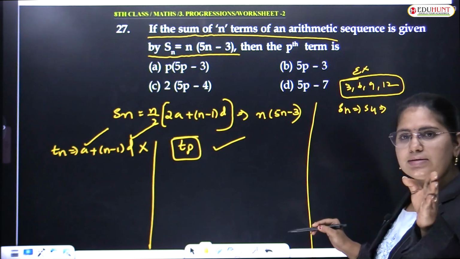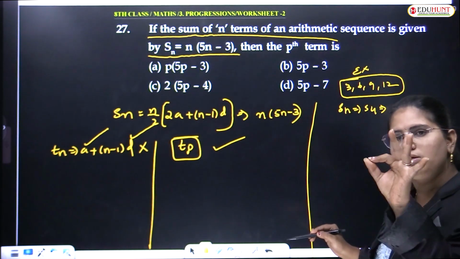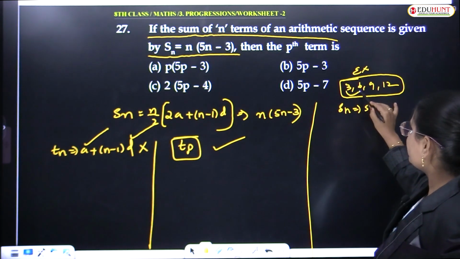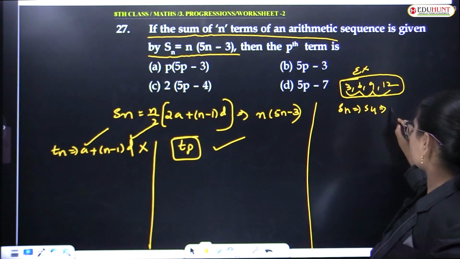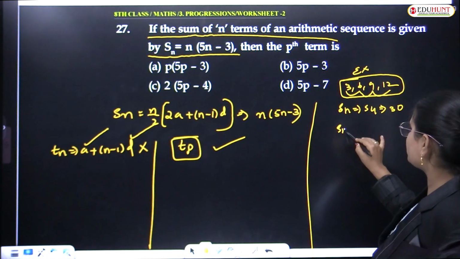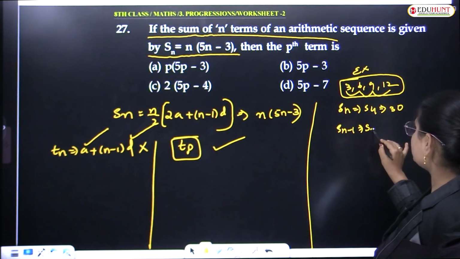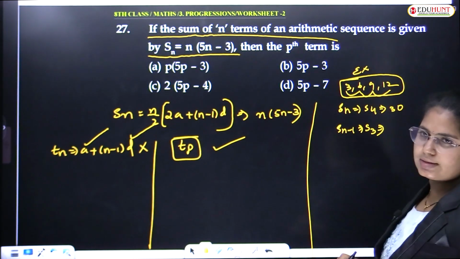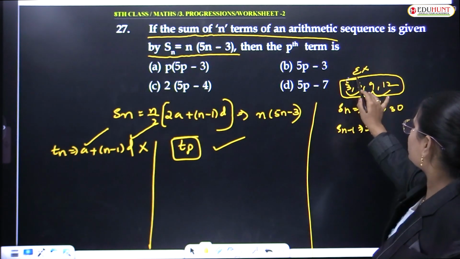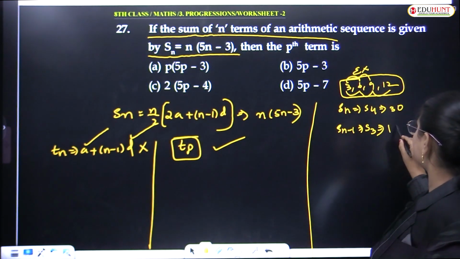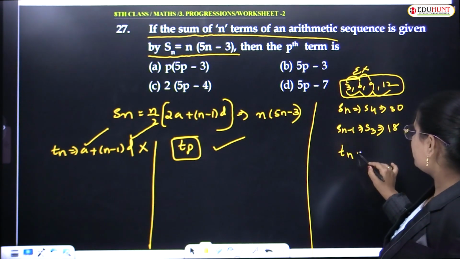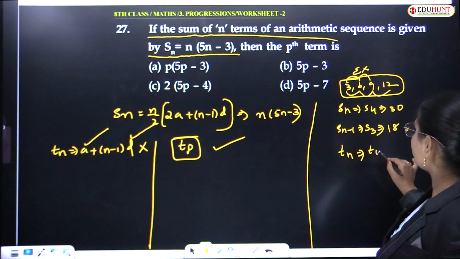Do you remember? Sn represents adding all the terms of a given sequence. So 3 plus 6 is 9, 9 plus 9 is 18, 18 plus 12 is 30. Correct? And what is Sn minus 1? Here it is S3, since 4 minus 1 is 3. So add the first 3 terms. 3 plus 6 is 9. 9 plus 9 is 18. Now if I want to find the value of Tn, here Tn is equal to T4.